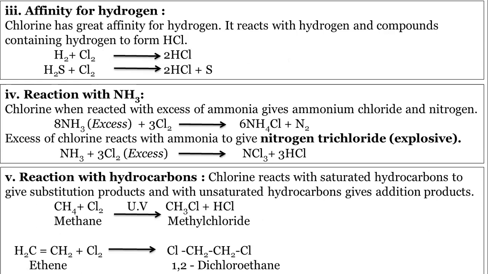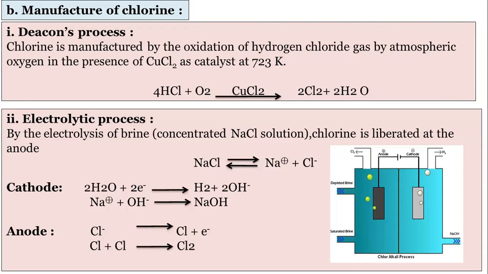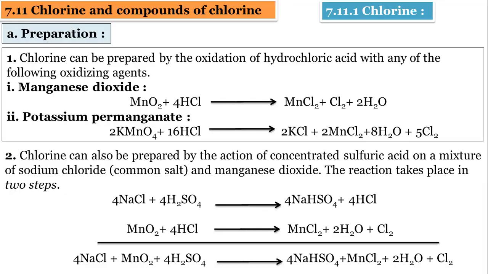So last lecture we discussed the methods of preparation of chlorine and the reactivities of chlorine. For the board examination, this Deacon process is very important. Manufacturing of chlorine, I also explained, is the process used for the industrial preparation of chlorine, and these preparation methods are the laboratory methods.